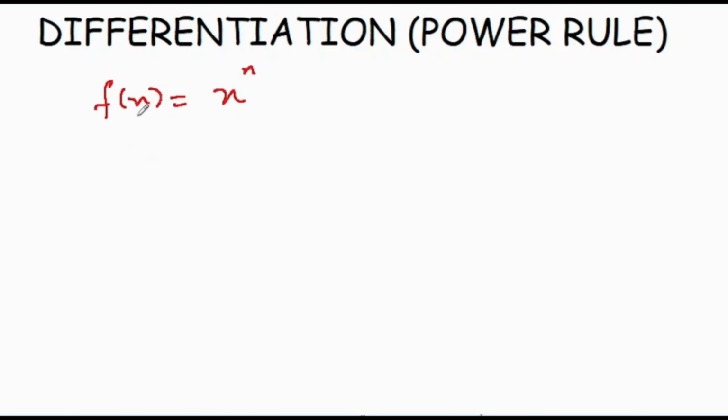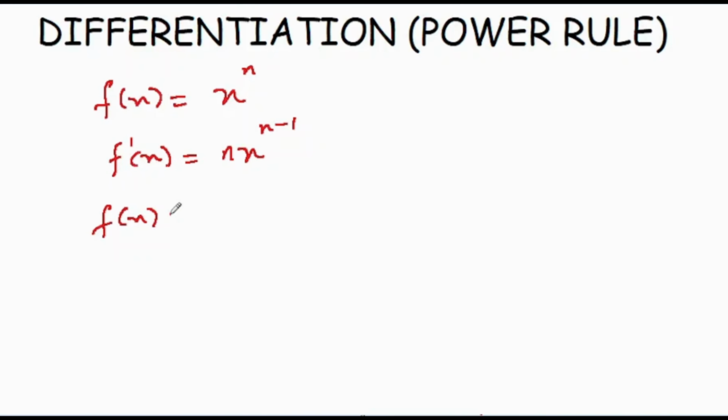Now if we're finding the derivative of f of x with respect to x, abbreviated as f prime of x, we bring down the power, which is n, then we reduce the power by 1. Let's take an example.